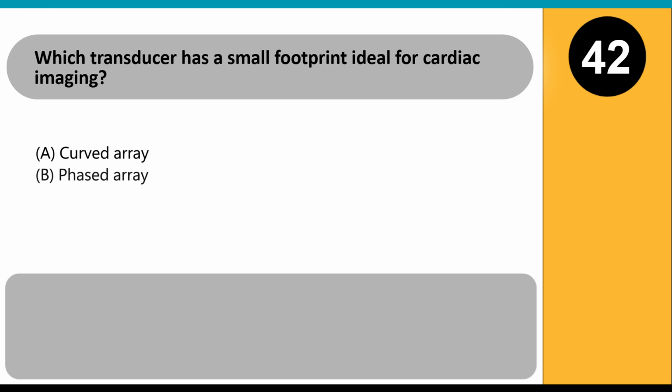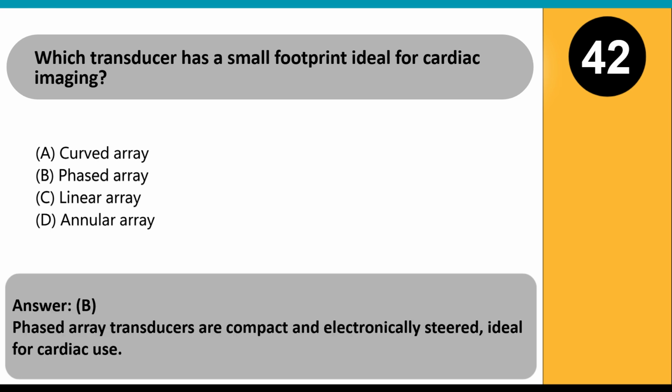Which transducer has a small footprint ideal for cardiac imaging? A. Curved array. B. Phased array. C. Linear array. D. Annular array. Answer B. Phased array transducers are compact and electronically steered, ideal for cardiac use.